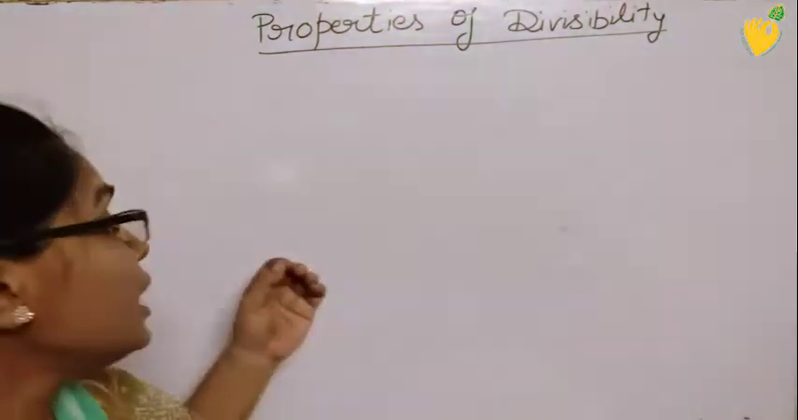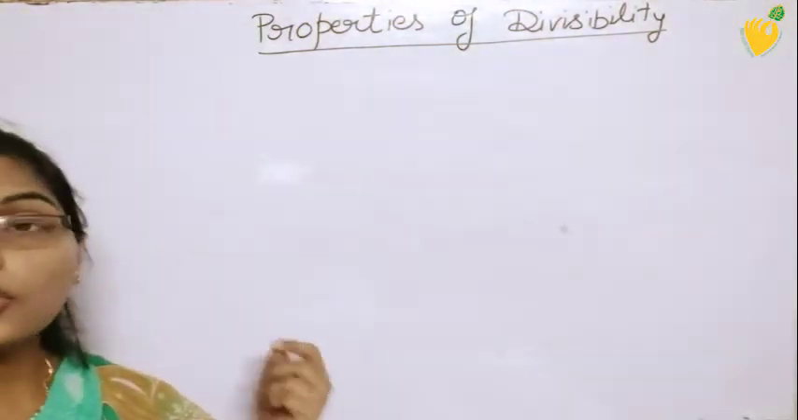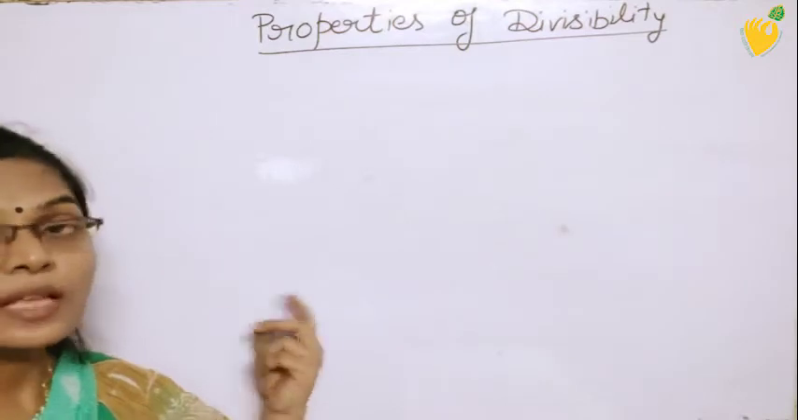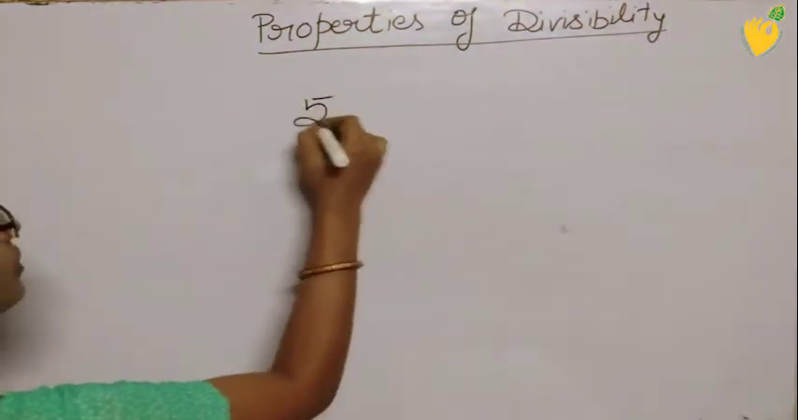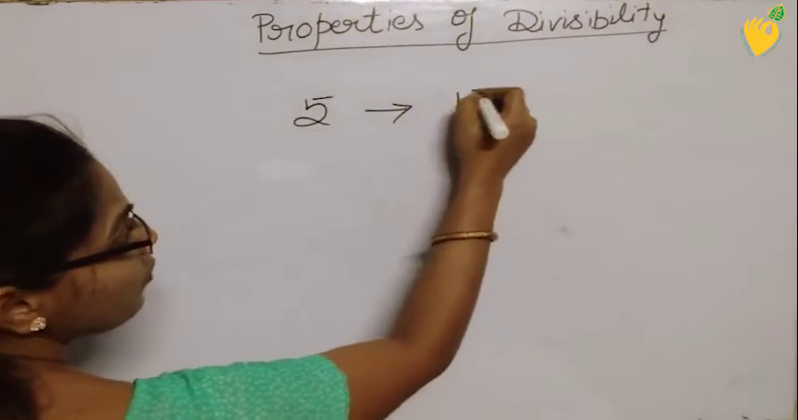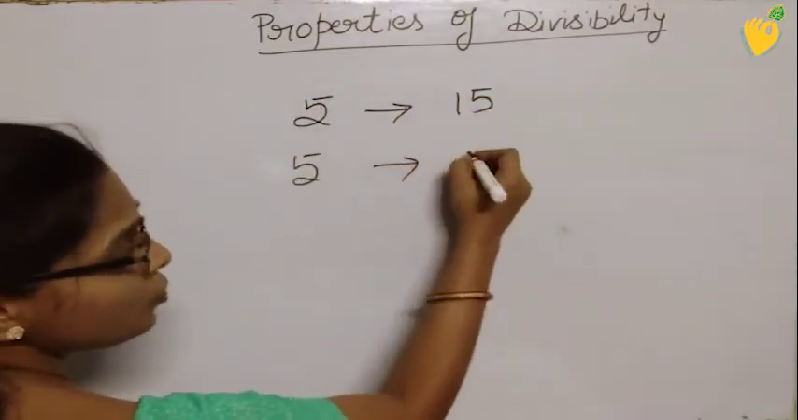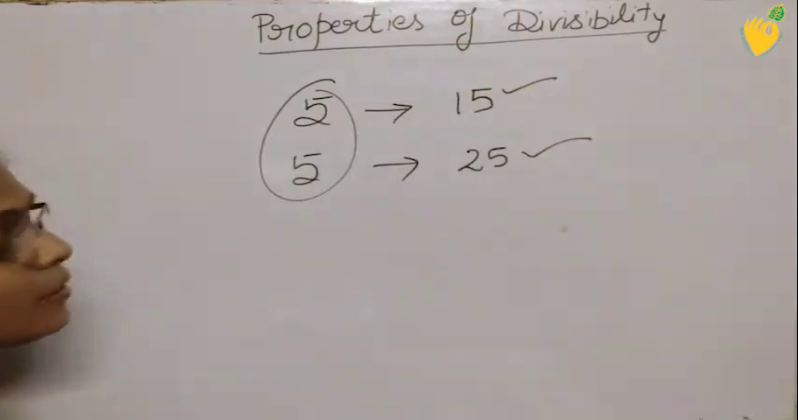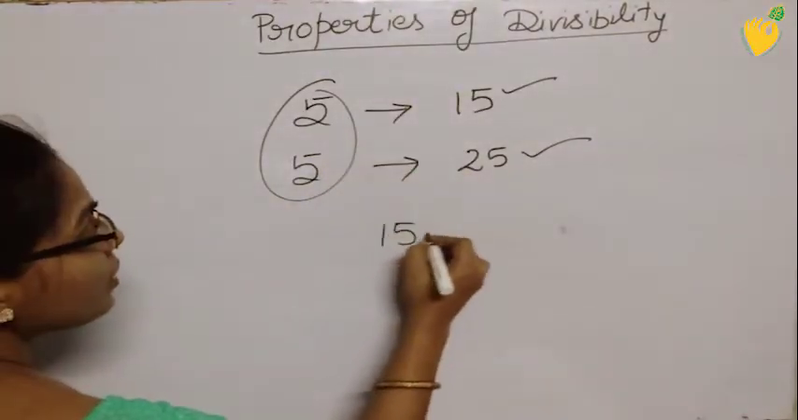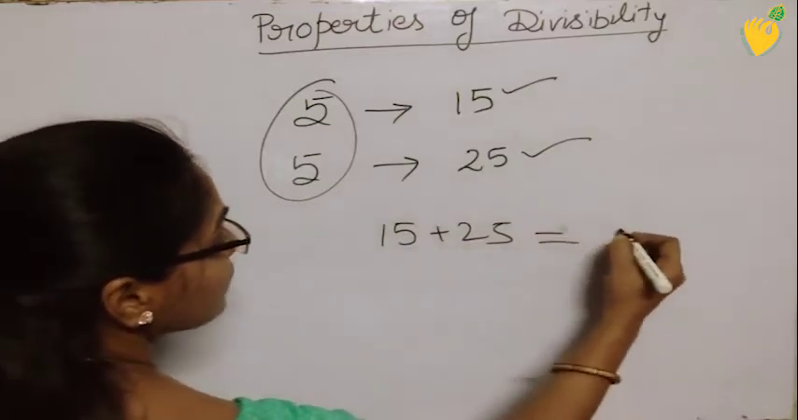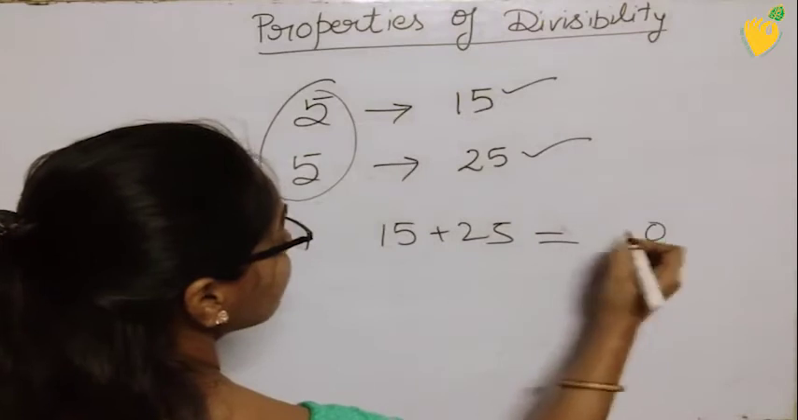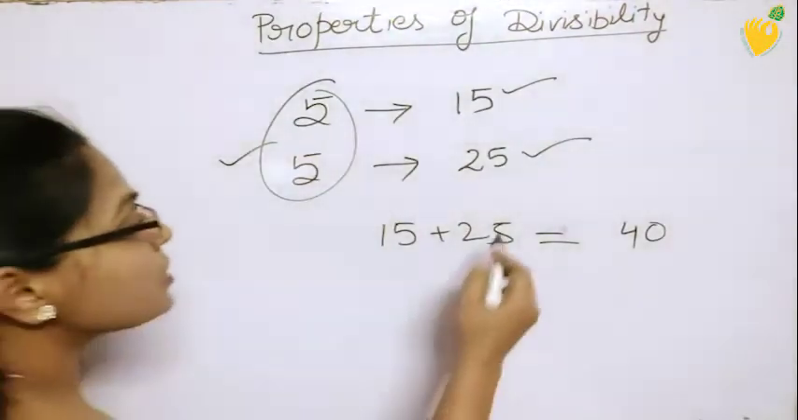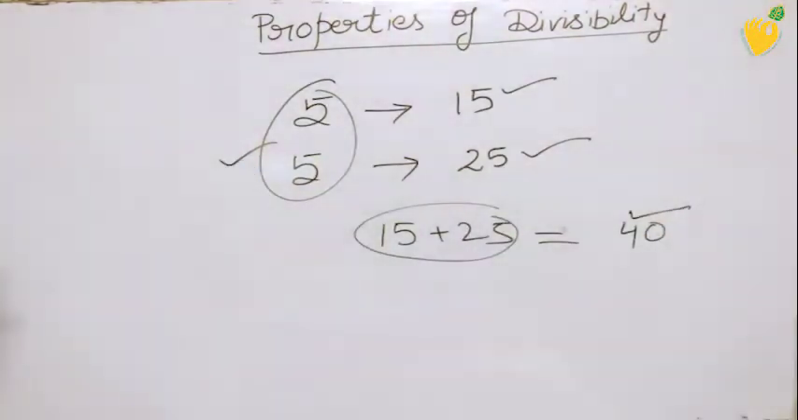Third property, students: if any number is the factor of each of the two given numbers, then that number must be the factor of the sum of those two numbers. See how, students, suppose 5 is the factor of 15, and 5 is also the factor of 25. So 5 is the factor of 15 and 25 also. So you can say that 15 plus 25 is 40. Then 5 will be the factor of the sum of the two numbers, that is of 40. Isn't it?